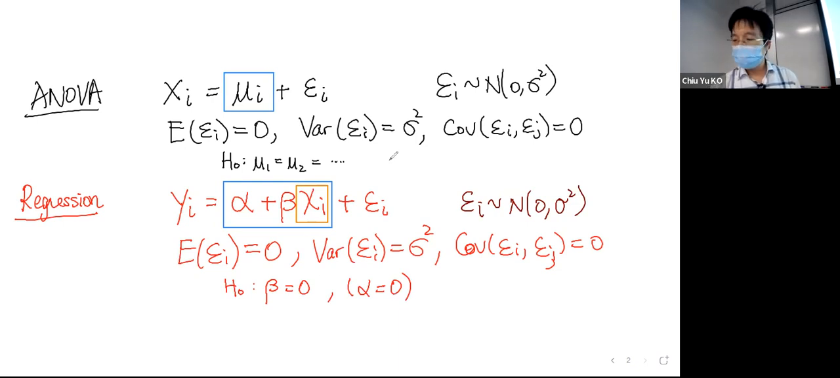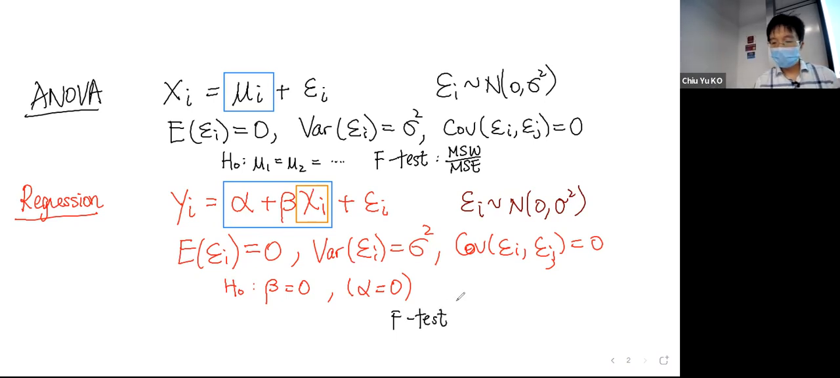And if we remind ourselves, how we do the ANOVA is we do the F-test, right? And how do we do the F-test? The F-test is comparing MSW over MSE, right? It is a comparison of variance, okay? And later you will see we can also do an F-test here, okay? But in addition, we can also do a t-test.